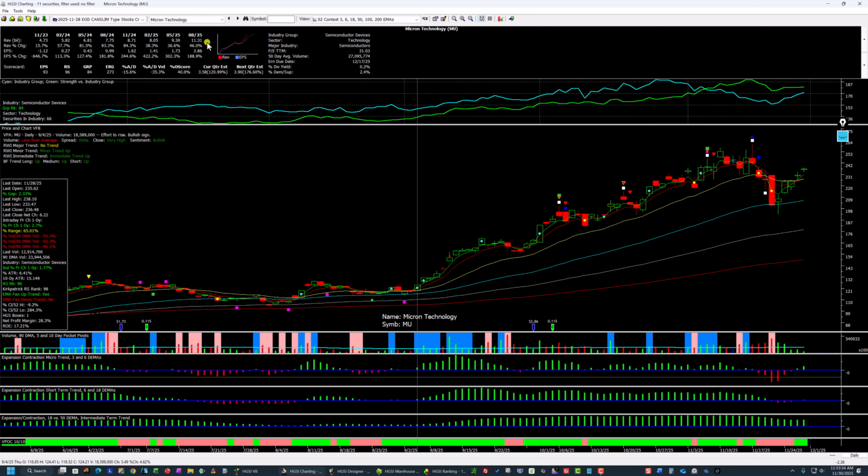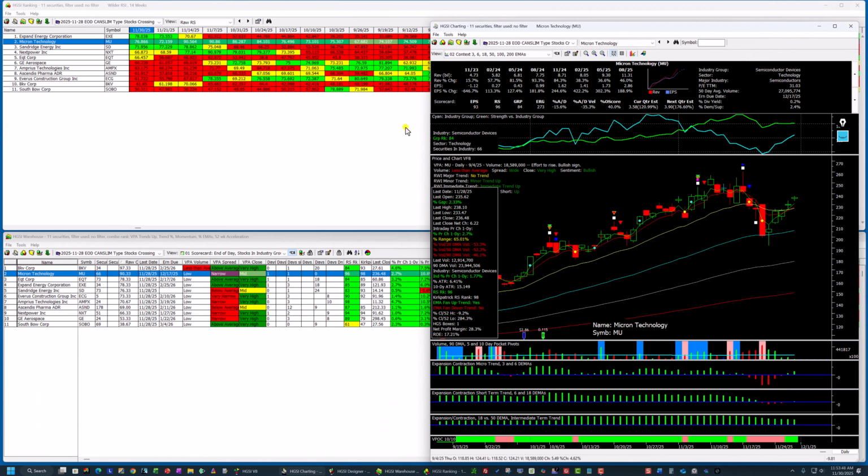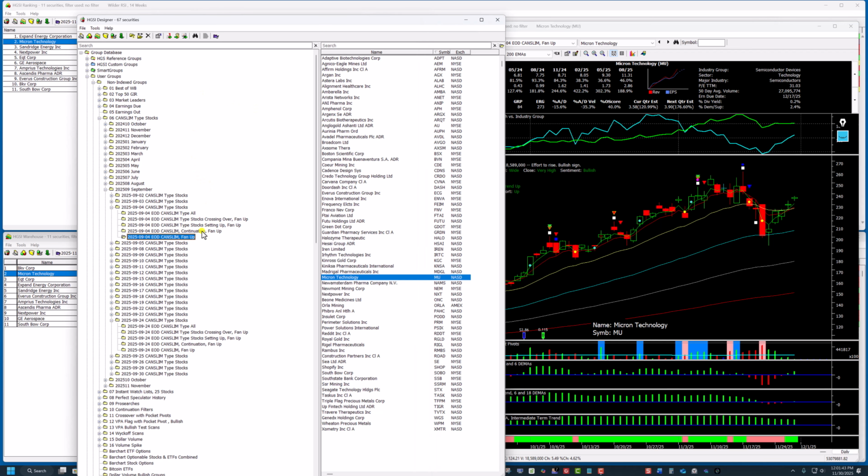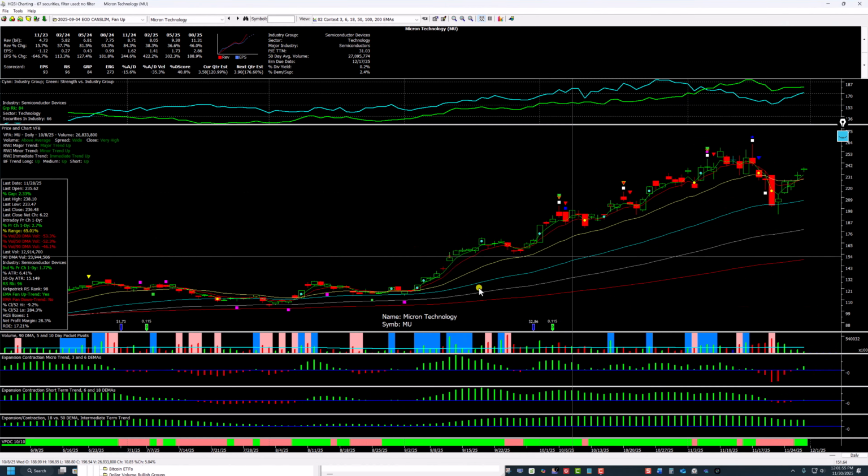But look up here, you can see the earnings growth here, both in this chart right here and the actual numbers. So it qualifies as a CANSLIM stock, and just out of curiosity, I went back to 9/4/24, and you can see that Micron was in here, and that's under the fan up. So let's go back here. 9/4/24. So the fan was up, and it was showing up as a CANSLIM stock.